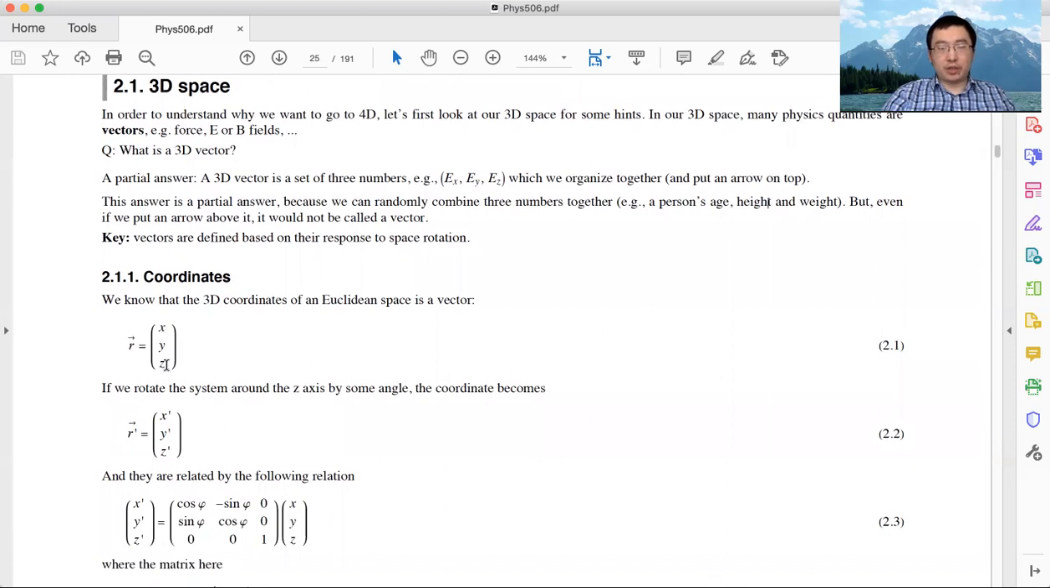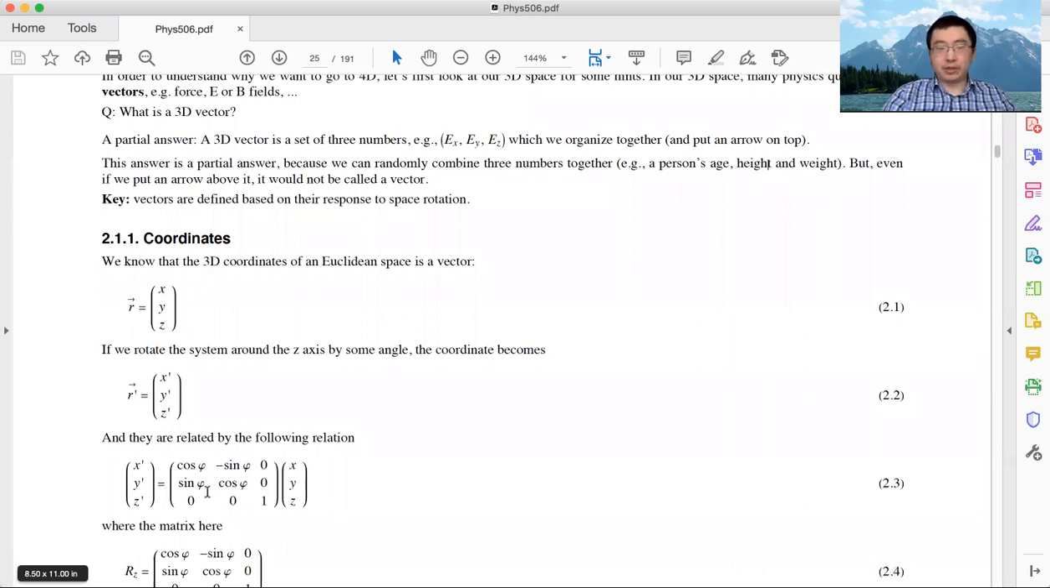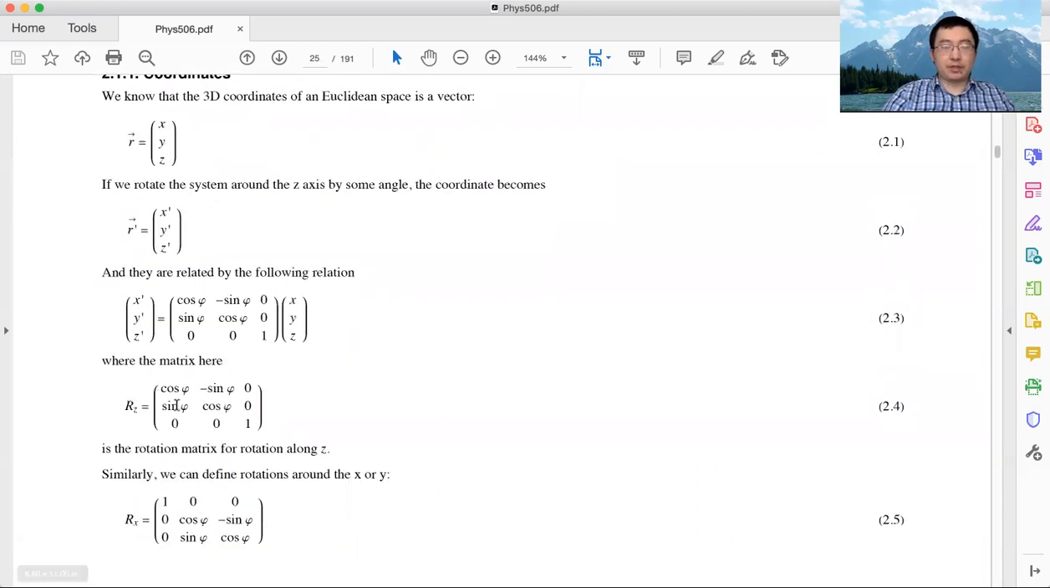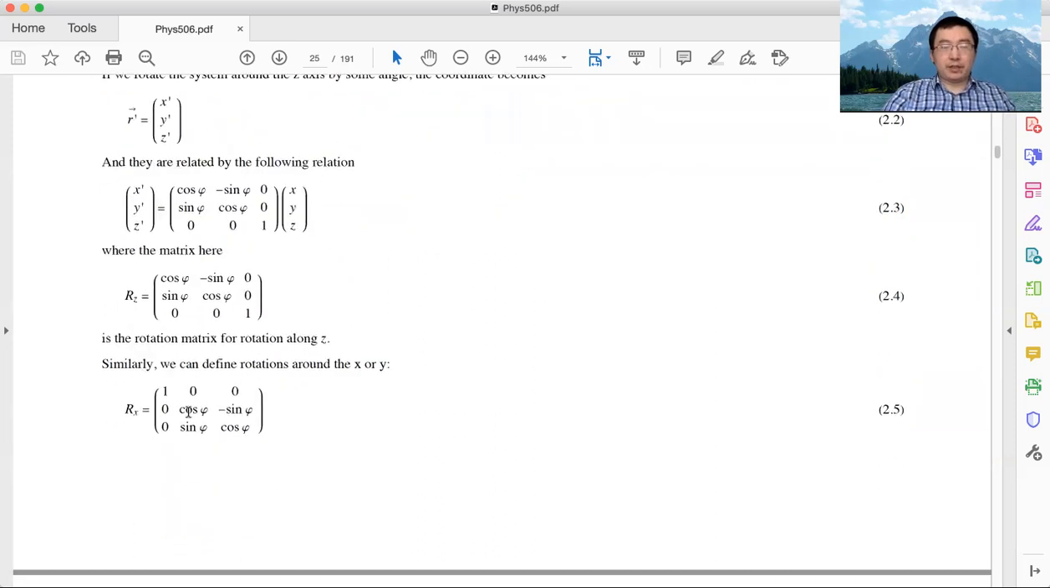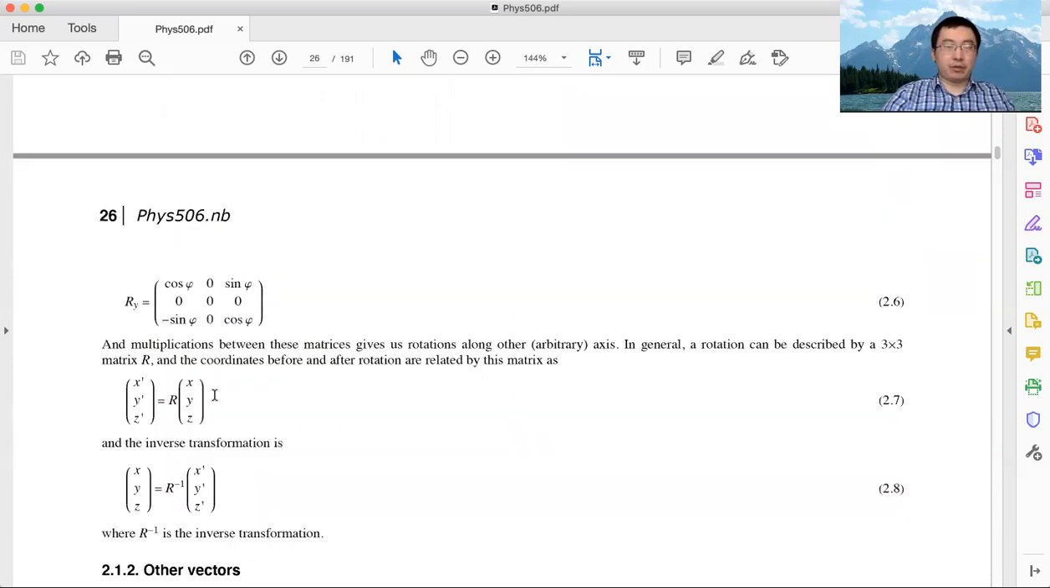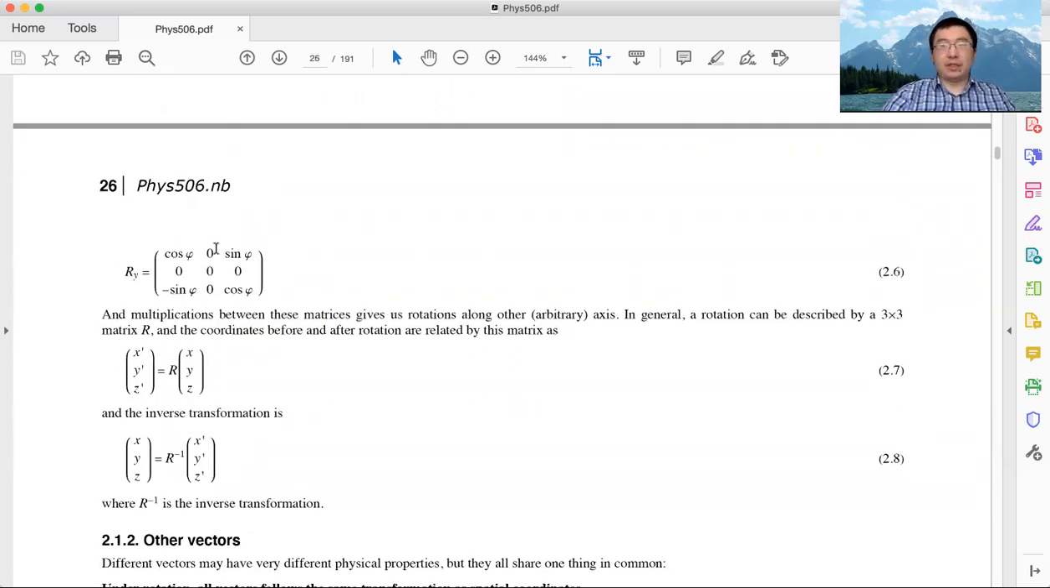The original coordinates x, y, z and the new coordinates x prime, y prime, z prime are related by a so-called rotational matrix. If we rotate along the z-axis by angle phi, the rotational matrix will look like this. If I multiply x, y, z by this matrix, I get my new coordinates x prime, y prime, z prime. This is the rotation along the z-axis, the R_z rotational matrix. If we rotate along the x-axis, we use this rotational matrix. If we rotate along the y-axis, we use this one. Nevertheless, we use 3x3 matrices to represent the rotation, and the rotational matrix tells us how the coordinates transform under spatial rotation.